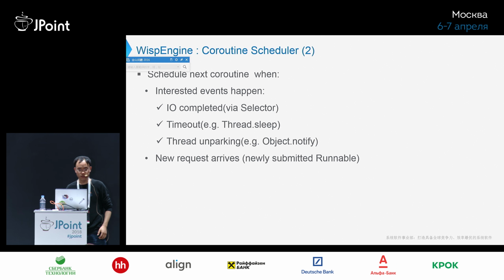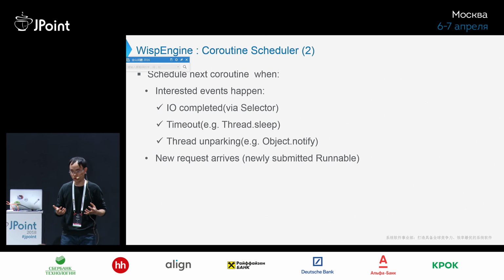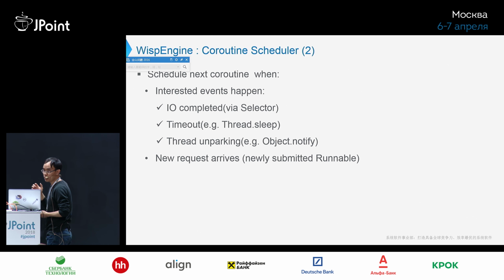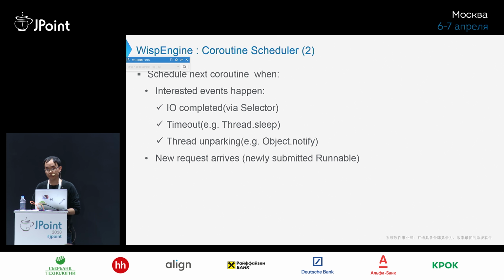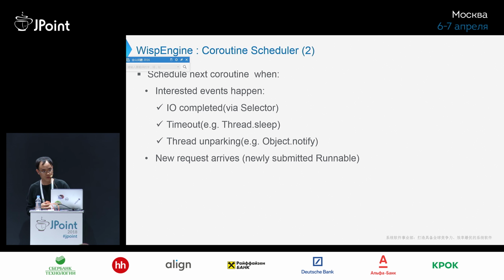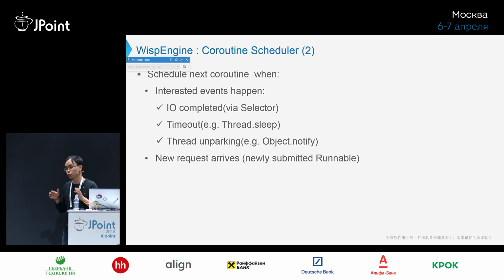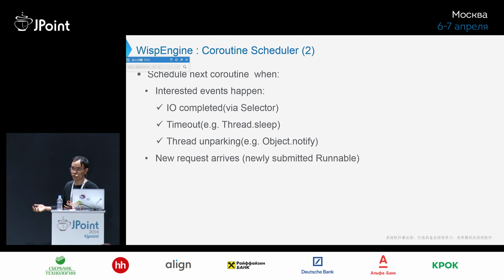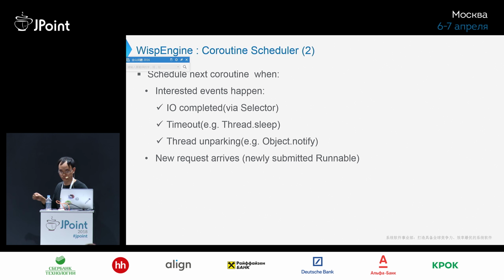So the next key question is when we schedule the next available coroutine. I list two key conditions here. The first condition is when some interesting events happen. For example, some I/O events are completed, which is very straightforward to understand. Or some timeout events happen. For example, you call Thread.sleep with 200 milliseconds, and then that time has expired. So it's the proper time for the scheduler to schedule the next available coroutine.